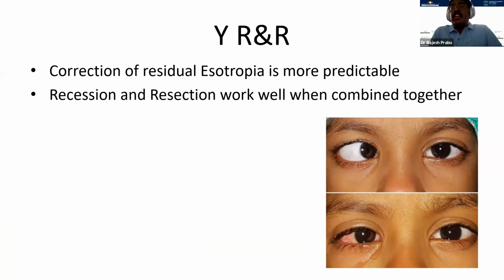So again, this is more important, which I consider: whenever we need to correct a residual squint, as in this case, you have a large esotropia, and then after the R&R procedure, we have a residual esotropia. I always feel doing bilateral resections will not be as predictable as doing an R&R. I think most of us will accept that recession and resection work well together when combined. A recession works well if it is done alone, but resections generally don't give very predictable results when done alone.